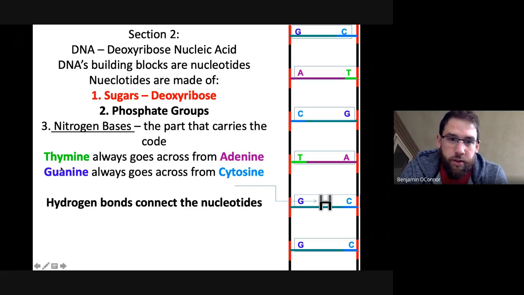The four names are here in different colors: thymine, adenine, guanine, and cytosine. These are always going to follow a rule. We're going to learn that this is actually Chargaff's rule.